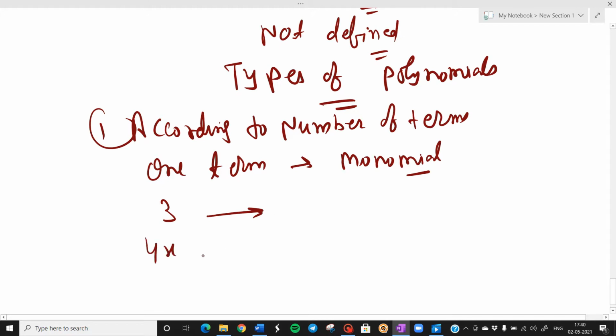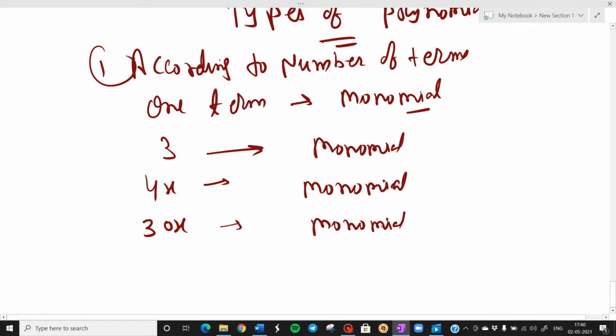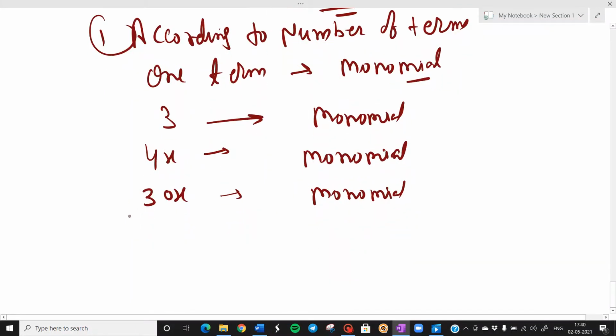I can say 4x, that is having only one term, that is monomial. I am writing 30x, that is also having one term, so that is also monomial. That is also monomial because having only one term. This is also monomial. वो algebraic एक्सप्रेशन या वो polynomial जिसमें केवल एक ही टर्म होता है, उसको हम कहते हैं monomial.